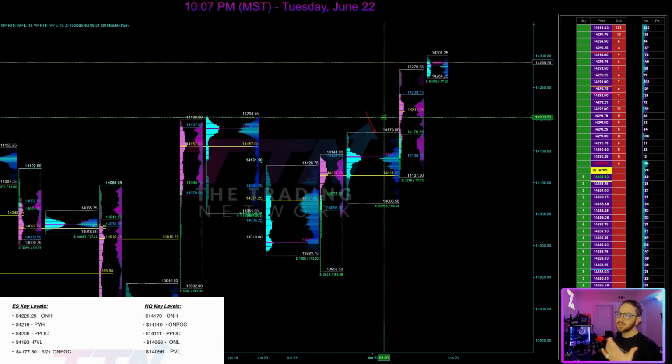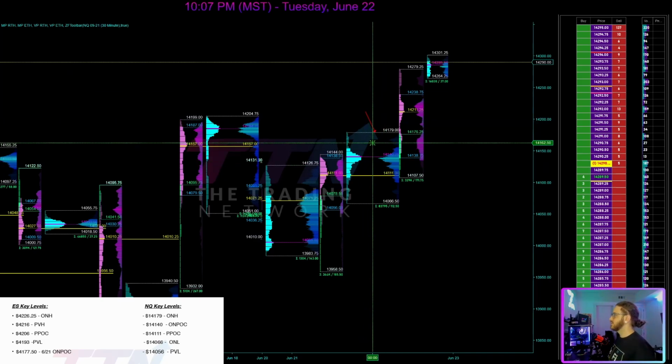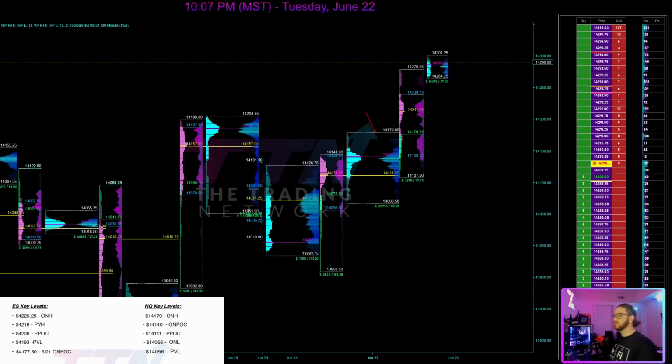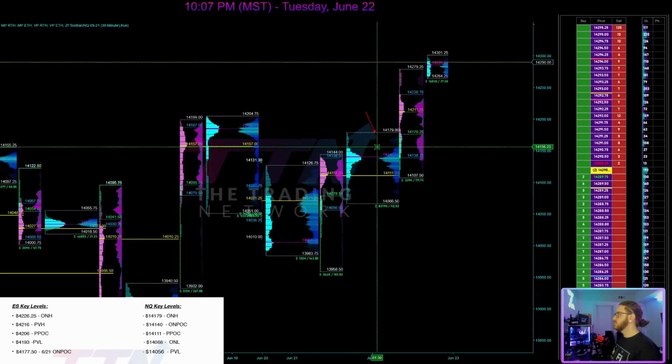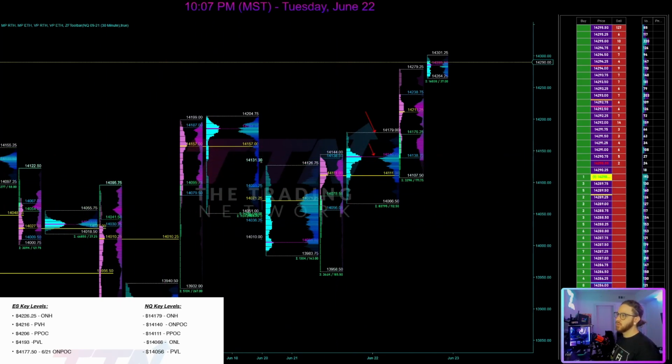And you guys will notice a ton of confluence when comparing both of the ES and NQ profiles, especially if you are trading and analyzing those on a daily basis. So the second key level that I was looking at on the NQ was 14,140. 14,140 was the overnight point of control. You can see that right here on our trade plan.